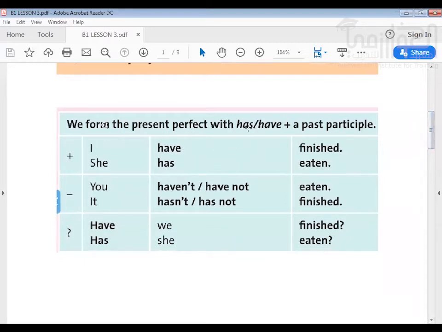With the present perfect, we use has or have plus past participle, that is verb 3. So this past participle is the same as verb 3. So we use has or have with the past participle. You can see I have finished. This is the have, and then this is the verb 3. Now, we use have with I, we, you, and they. And then we use has with he, she, it.